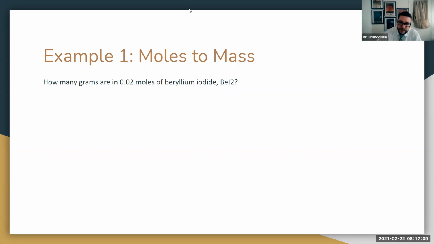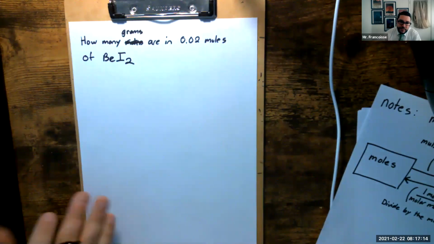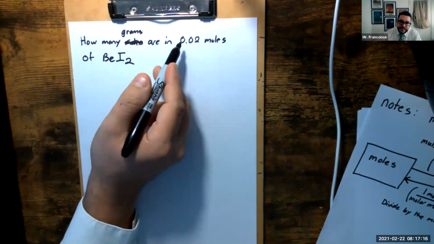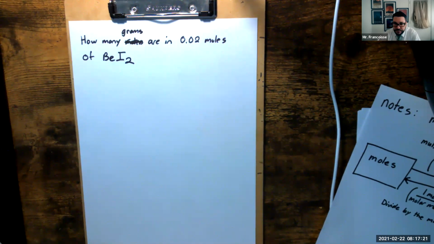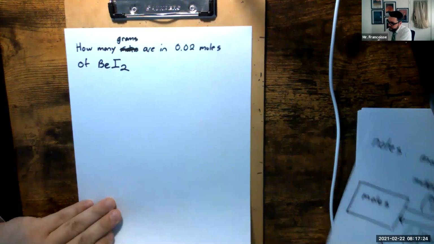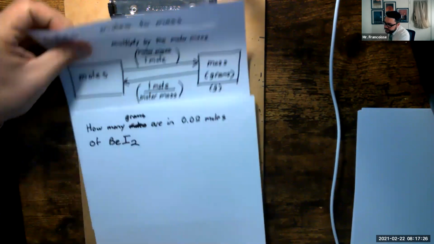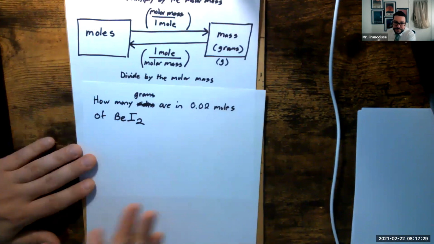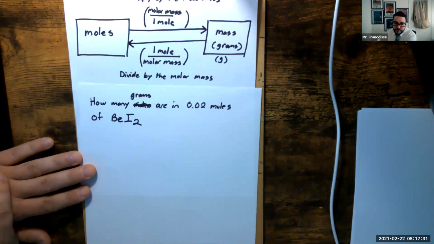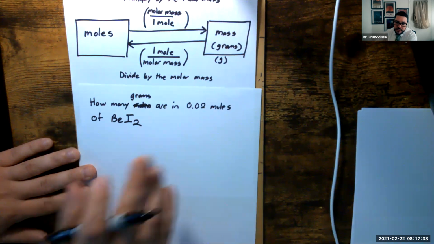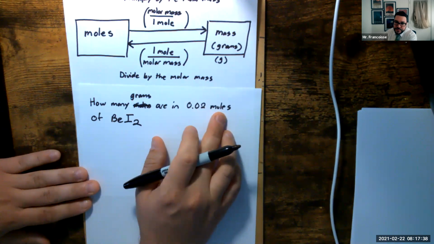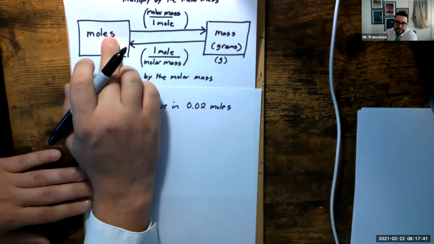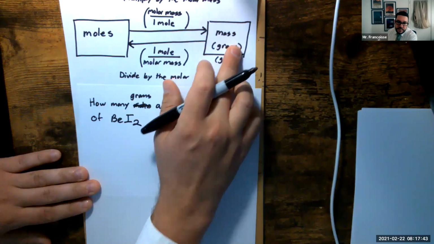So there's our question. We'll go ahead and look at our DocCam and we'll go through it together. We want to figure out how many grams are in 0.2 moles of BeI2. I'm going to put this above us just so that we can use it as our little guide. Notice they give us this number here, 0.02 moles. We're going to start at moles and we're going to go to grams.